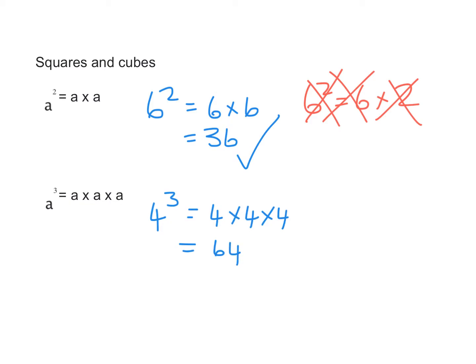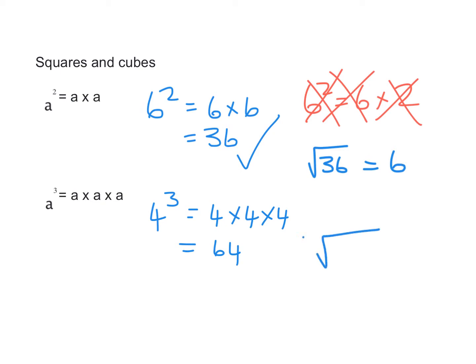Alright, now while we're on the topic of squares, I just want to have a look at what square roots are. Now the symbol for square root is this. So what is the square root of 36? What number multiplied by itself is going to give me 36? Well, in this example, obviously it is 6.